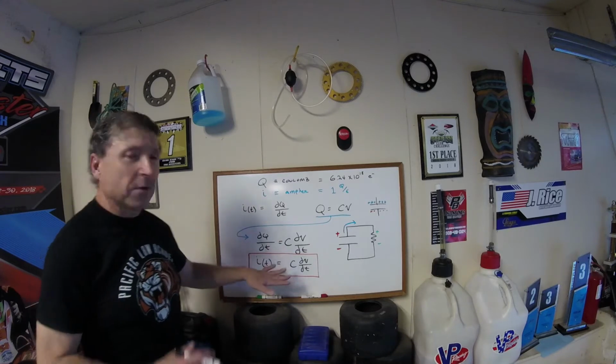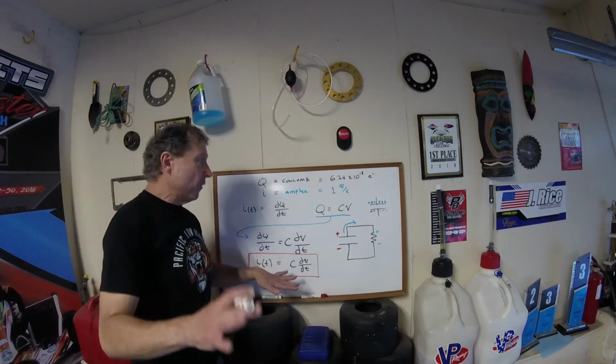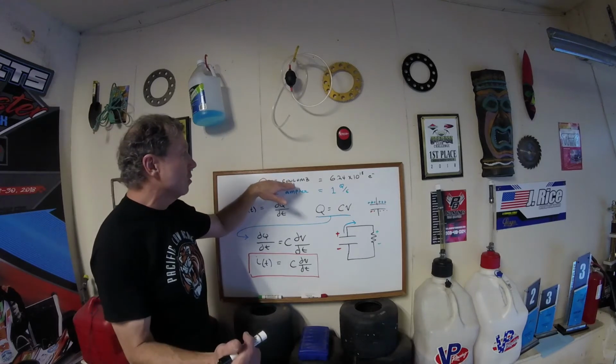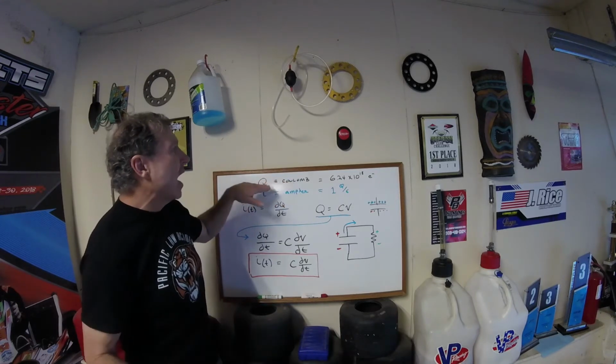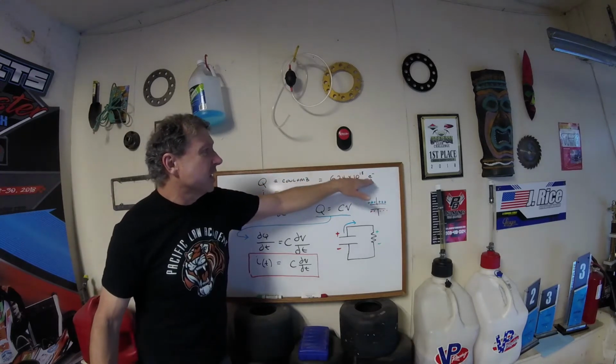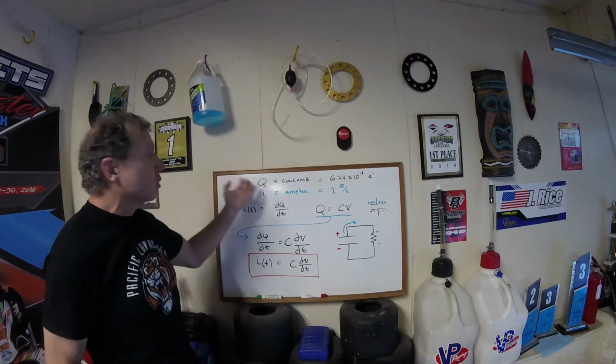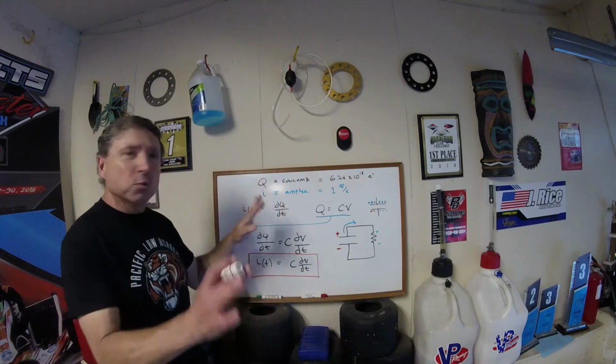I went ahead and started the first half of the derivation up here. Remember, Q is coulombs. That's the amount of charge the capacitor or anything might have. 6.24 times 10 to the 18th electrons would be 1 coulomb of charge. That's a quantity of charge, so nothing's moving yet.